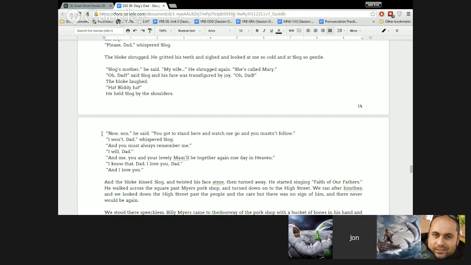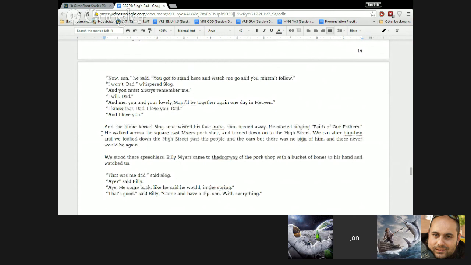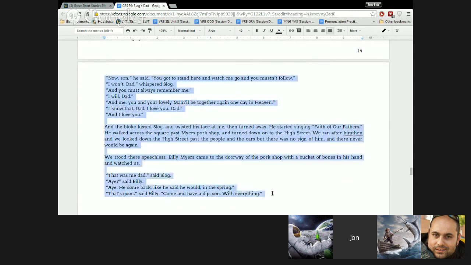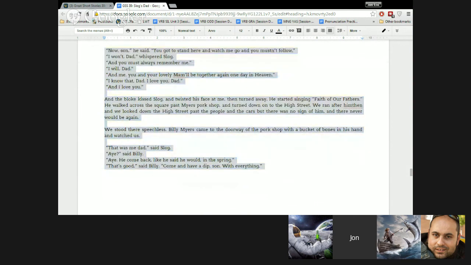This is kind of an interesting story because I think it has something to do with religion. We can definitely look at Slog's need to believe. Of course she's called Mary. So why does Slog think that that's proof? It's something that we can definitely talk about. Okay, Odie, take us to the end of the story. We've got a few minutes left.